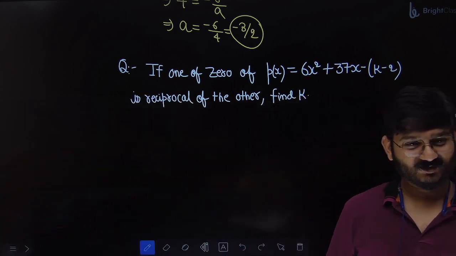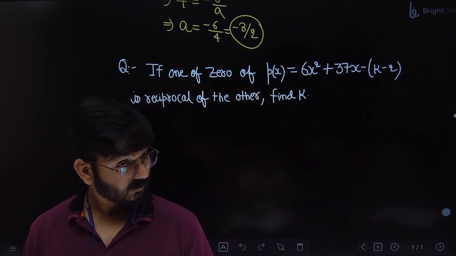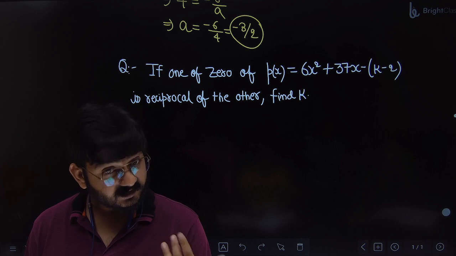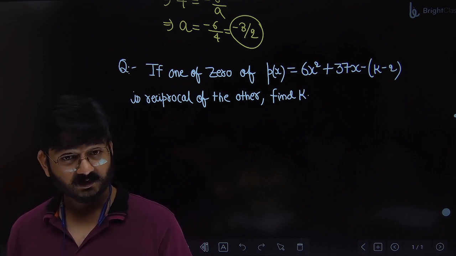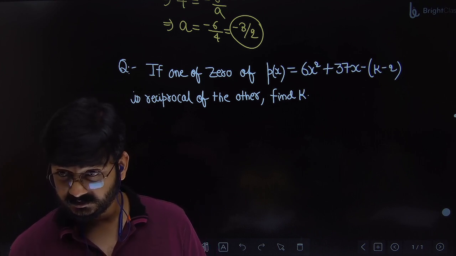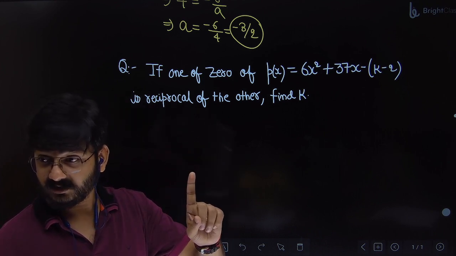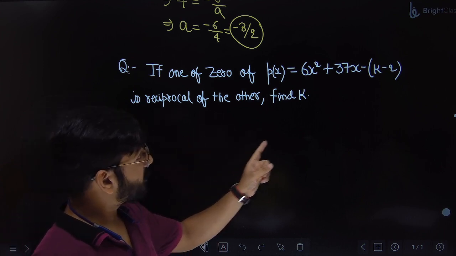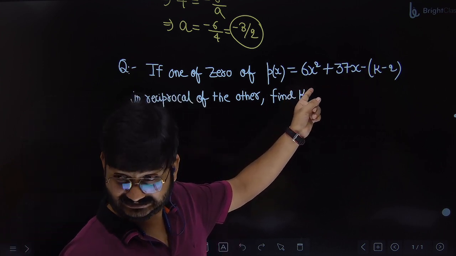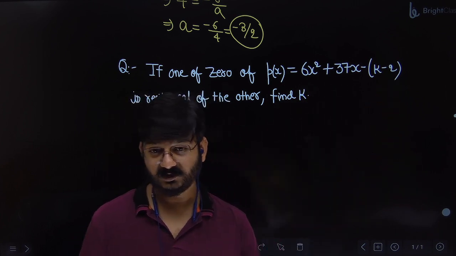So whenever roots are reciprocal, what is the product? 1. This is the extra information which you already have. So don't go for sum, go for product. So product of roots in this case will be how much? 1. So product will be constant by 6. So what will be the only unknown? k. You will get the answer within 2 steps.